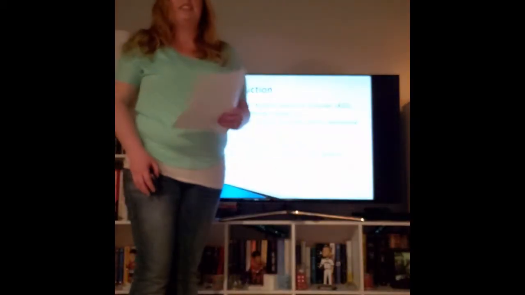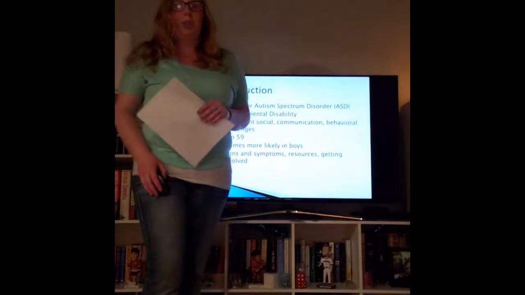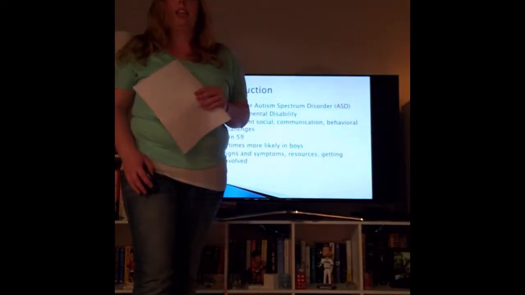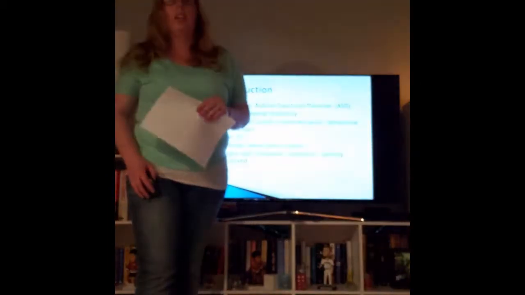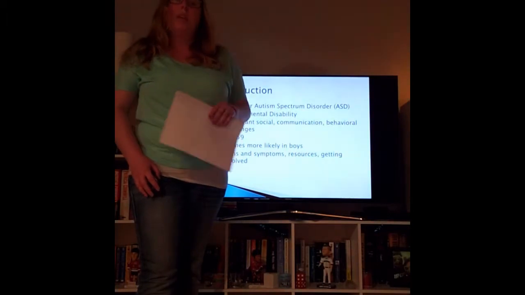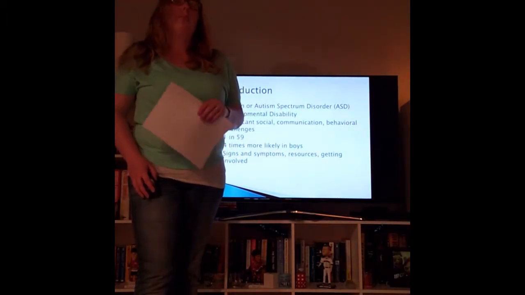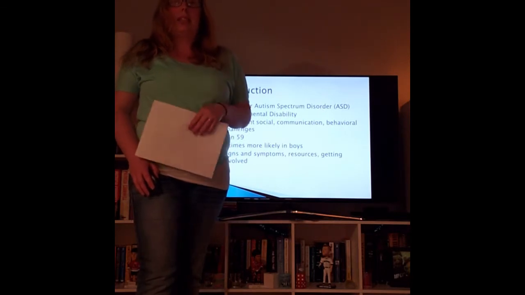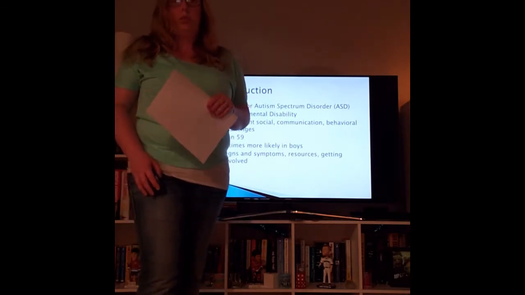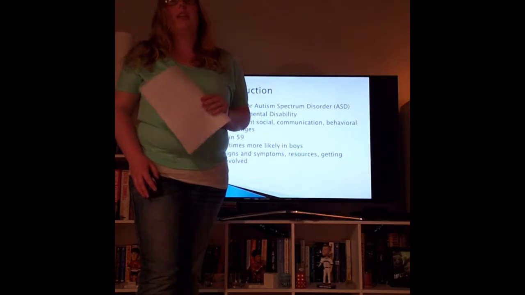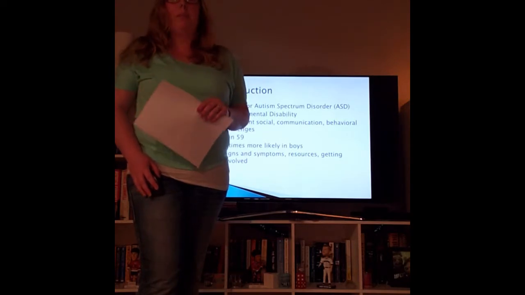The CDC defines autism, or autism spectrum disorder, as a developmental disability that can cause significant social, communication, and behavioral challenges. Because it is a spectrum disorder, it's very difficult to estimate the prevalence, but the CDC estimates that it affects about 1 in 59 children, and that it's 4 times more likely in males than it is in females.